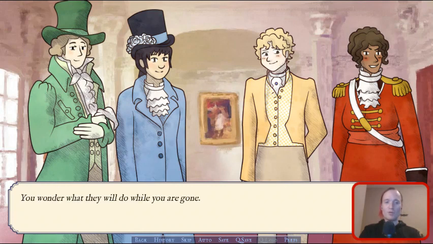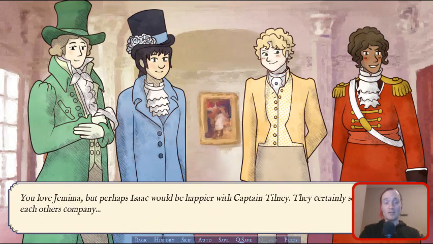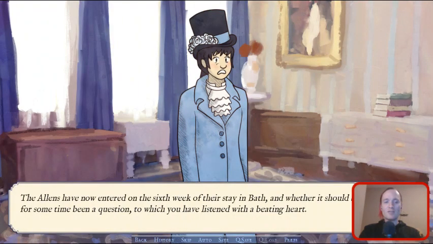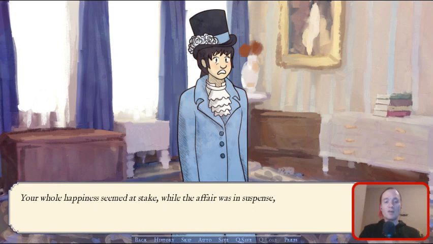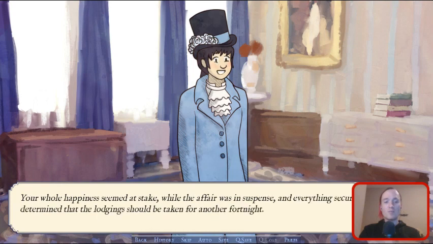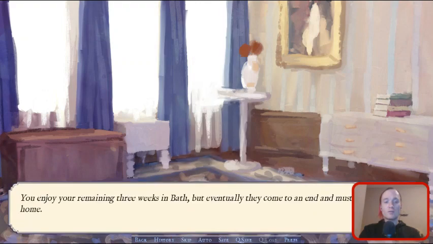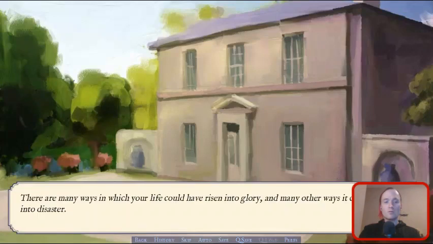Yes, Mr. Allen. You wonder what they will do while you are gone. It seems clear to you Captain Tilney has formed an attachment to Isaac. You love Jemima, but perhaps Isaac could be happier with Captain Tilney. They certainly seem to enjoy each other's company. The Allens have now entered on the 6th week of their stay in Bath, and whether it should be the last has for some time been a question, to which you have listened with a beating heart. Your whole happiness seemed at stake, while their affair was in suspense, and everything secured when it was determined that the lodgings should be taken for another fortnight. You enjoy the remaining 3 weeks in Bath, but eventually they come to an end, and you must return home.